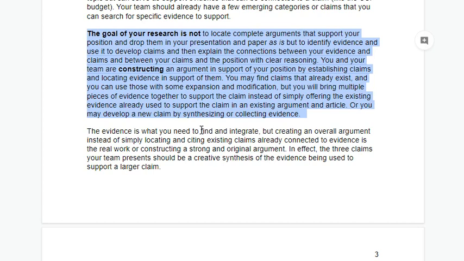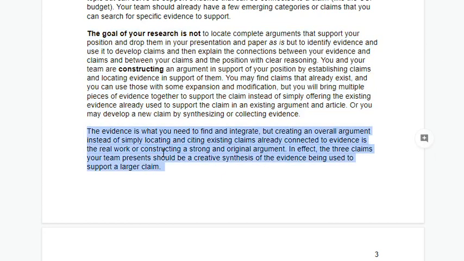Or you may develop a new claim by synthesizing or collecting evidence. The evidence is what you need to find and integrate, but creating an overall argument instead of simply locating and citing existing claims already connected to evidence is the real work, or constructing a strong and original argument. In effect, the three claims your team presents should be creative synthesis of the evidence being used to support a larger claim.